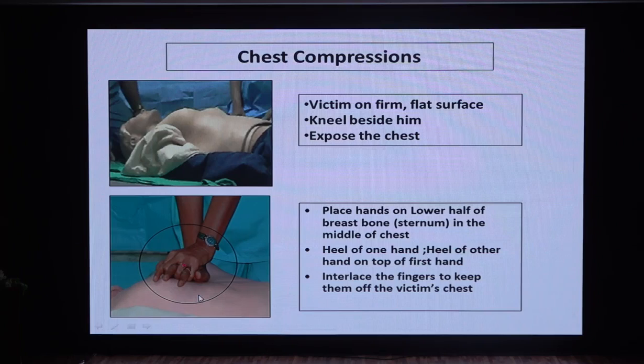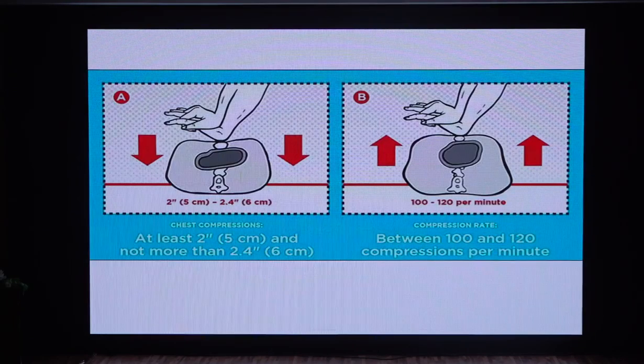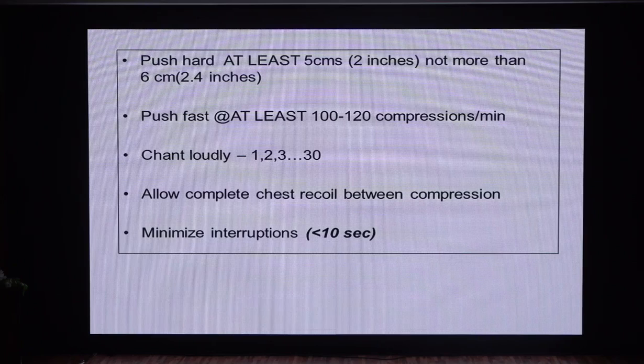Interlace the fingers to keep them off the victim's chest, and then start compressions to at least 5 centimeters but not more than 6 centimeters, at a rate of around 100 to 120 compressions per minute. There are certain attributes of a good compression. Always push hard and push fast. Chant loudly, because if you are the lone person, you should know how many compressions have gone by. Allow complete chest recoil between compressions and minimize interruptions to less than 10 seconds.